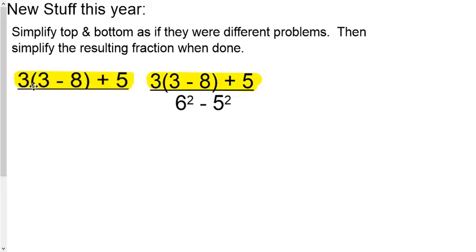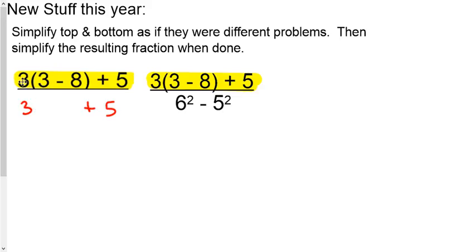So, parentheses first, that would be 3 minus 5. We'll make it negative 5. I'm going to leave that in parentheses there. And if you want, you can leave that negative 5 in parentheses, or you can just take the parentheses away now that it's down to one number.